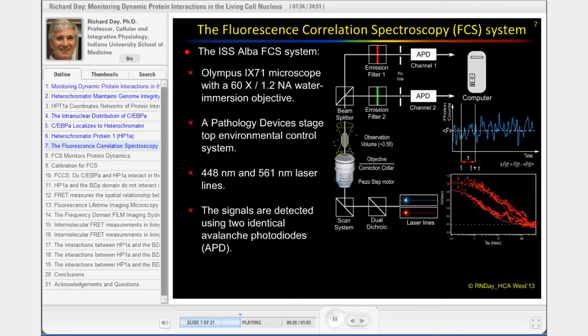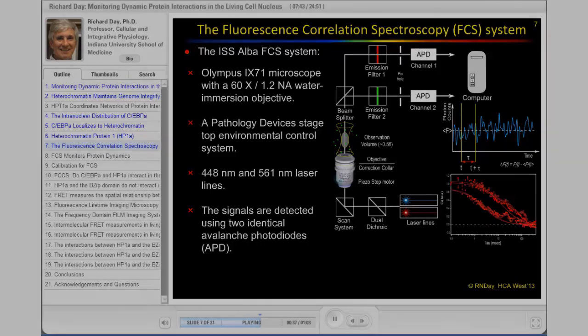And we have two different laser lines that we're going to use for FCS. We have a 448 laser line to excite cyan fluorescent proteins. We have a 561 line to excite red fluorescent proteins.